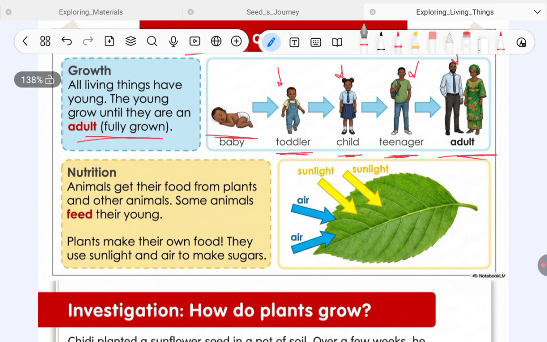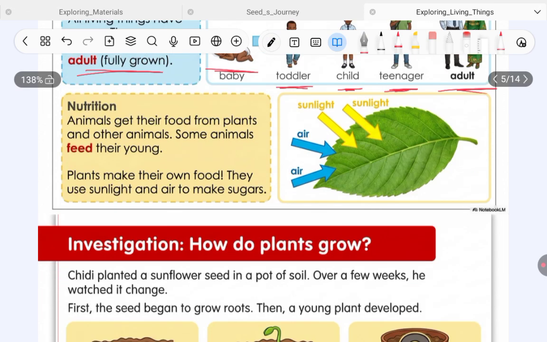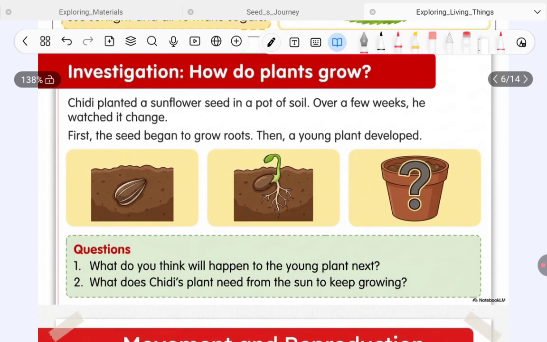So we have to look at how plants grow. How does the plant grow? It starts from a seed. The question says Chidi planted a sunflower seed in a pot of soil. Over a few weeks, he watched it change. First, the seed began to grow roots, and then the young plant developed. What do you think will happen to the young plant next?